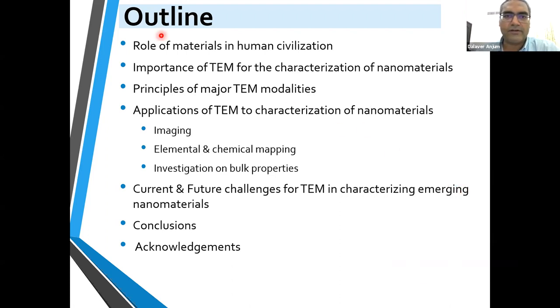Let me just pick up the pointer. And then cover a few principles that are giving us new techniques in TEM, and then show you some examples from various fields, applying its analysis in the form of imaging or elemental or chemical mapping, and even investigating properties of materials. And then give you some analysis of future materials or nanomaterials, and then conclude my presentation.